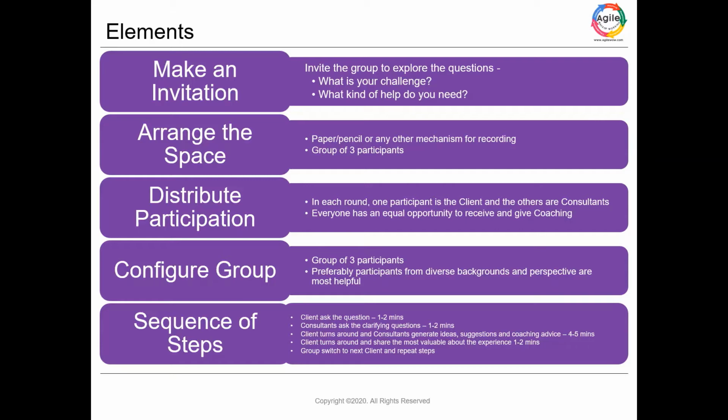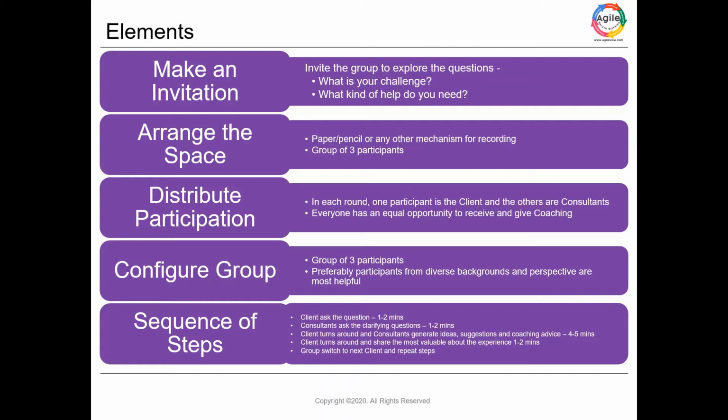So how does it start? The participant who is going to play the role of client asks the question: what challenge he or she is facing, and what kind of help he or she needs from the consultants. This may take maybe 1 or 2 minutes. Then the consultants may ask clarifying questions to the customer, again for 1 or 2 minutes. This is their opportunity to get as much clarification as they can.